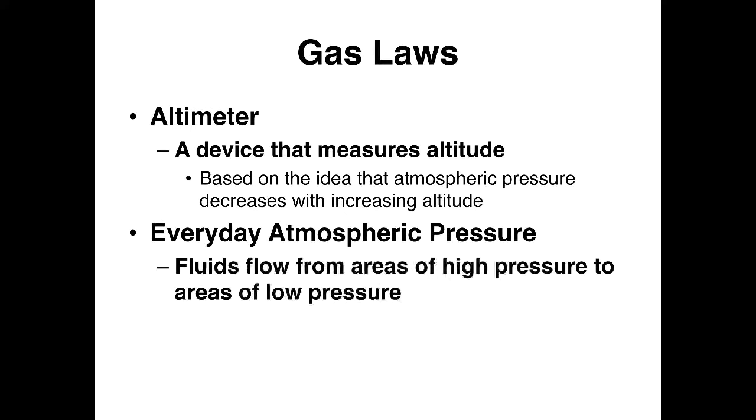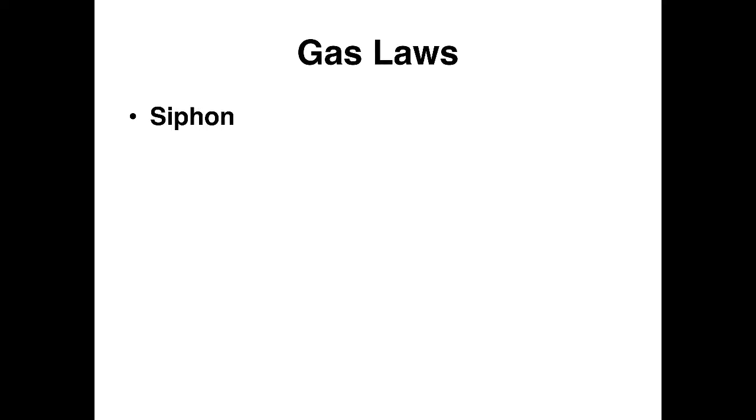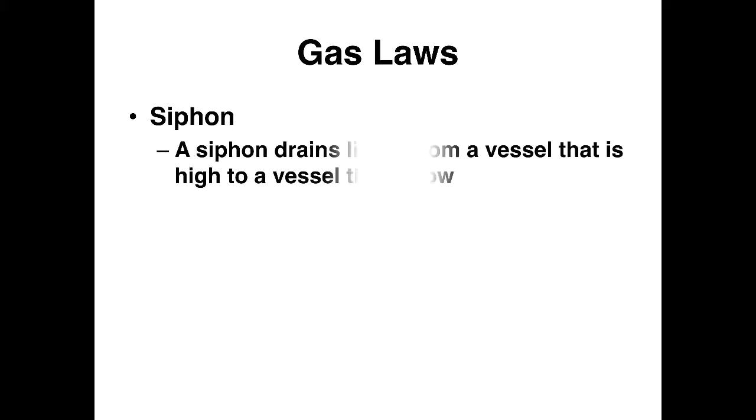Everyday atmospheric pressure. Fluids will always flow from areas of high pressure to areas of low pressure. So we have the idea of a siphon. A siphon will drain liquid from a vessel that is at a high level to a vessel that is at a low level, because fluids will always drain in that direction. You can always drain a fluid if you can put one of them at a high level, the one you want drained, and the other at a low level.